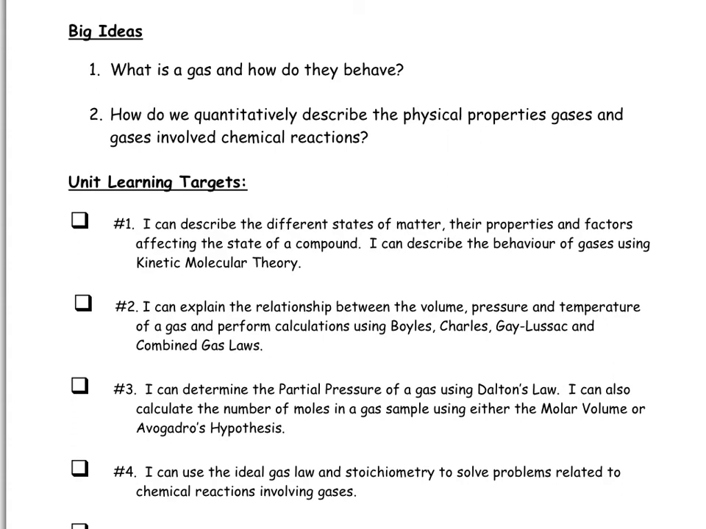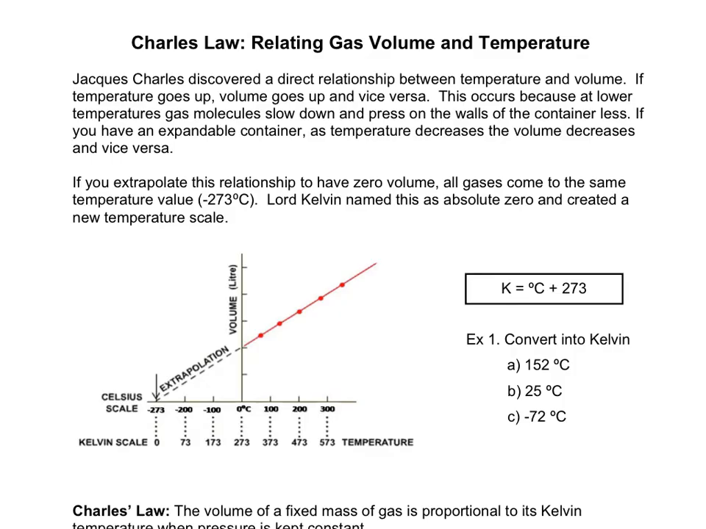In this lesson, we'll continue our discussion on learning target number 2, focusing on Charles's law, which describes the relationship between the volume and the temperature of a gas. A scientist named Jacques Charles discovered a direct relationship between temperature and volume. If the temperature of a gas goes up, the volume of the gas goes up, and vice versa.